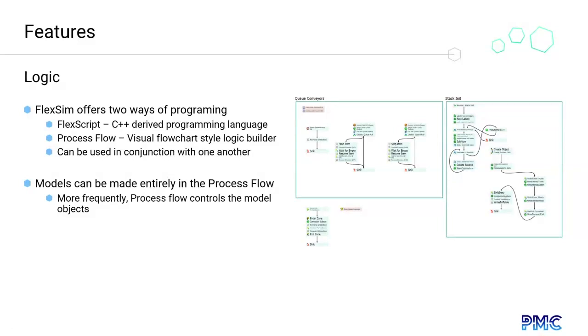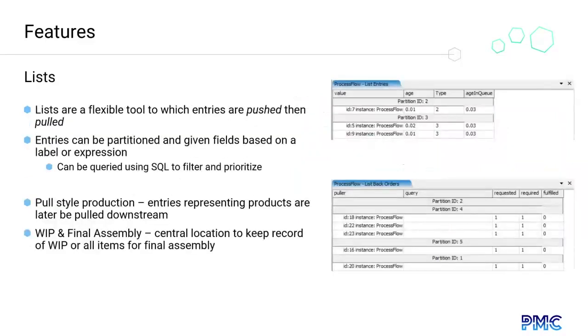A nice thing too with process flow is that you can see the individual tokens. That is the representation, if you will, of an object moving through the flowchart. And you can also color them by a label, so say product type or something, and that really does aid in debugging. It's really nice to see the process flow working in real time and see those tokens moving through it. Next up, we have lists, which are another flexible tool that FlexSim has to offer.